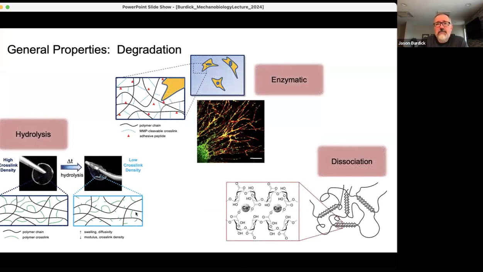Things like degradation, different mechanisms. So hydrolysis, this just means it has some chemistry in it that if there's water present, it'll start to break chemical bonds. Enzymatic would mean that if there are enzymes there, often produced by cells, or could just be added, we've designed these to break those bonds in response to that enzyme. So a lot of these might have peptides that are known interactors with those enzymes. And then some hydrogels just involve dissociation. So there's something that's holding them together into a network, and over time, they just kind of fall apart. So different mechanisms depending on the application.